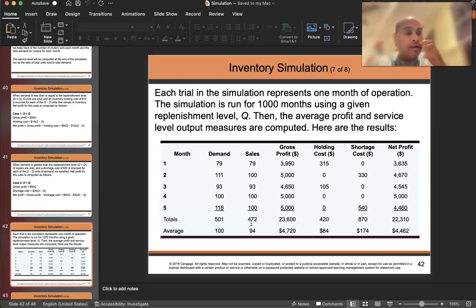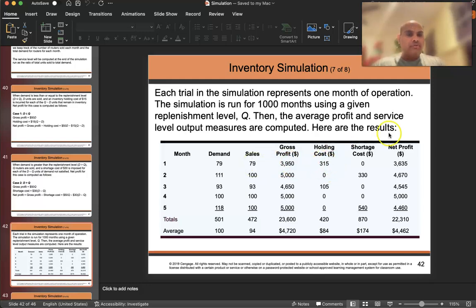If demand is less than the replenishment quantity, then demand and sales are the same number. If demand is more than the replenishment quantity, then sales will be equal to the replenishment quantity. You'll notice that when demand is high, sales are only 100, which means that the replenishment quantity here is 100. If demand is less than 100, you're selling what was demanded. So you had 100 routers at the beginning of the month. Demand was 79, so you sold 79, and that's how much gross profit you made.